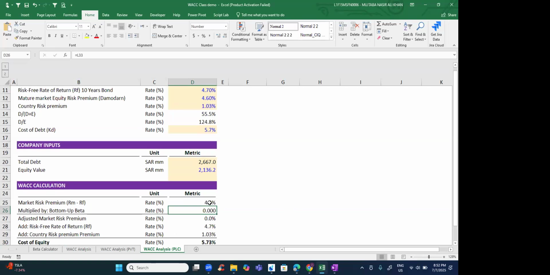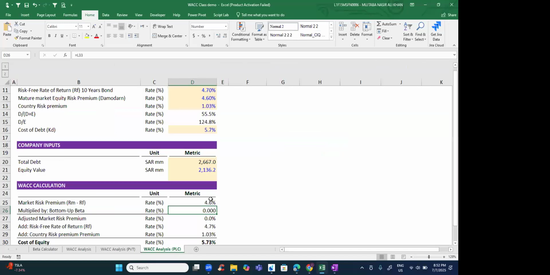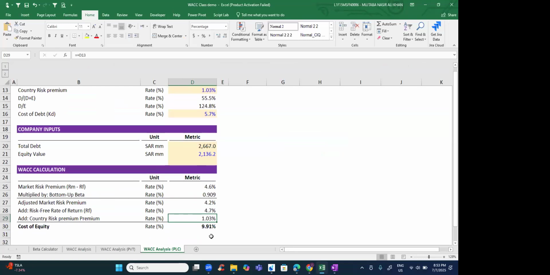What was our beta? 0.9085. This is the adjusted market risk premium. Once you multiply the market risk premium with the beta, that is the adjusted market risk premium. Then we add the risk-free rate plus the country risk premium. So the total is the cost of equity, 9.91%. I have used the second approach. You can also use the first approach. It's up to you which approach you want to use.